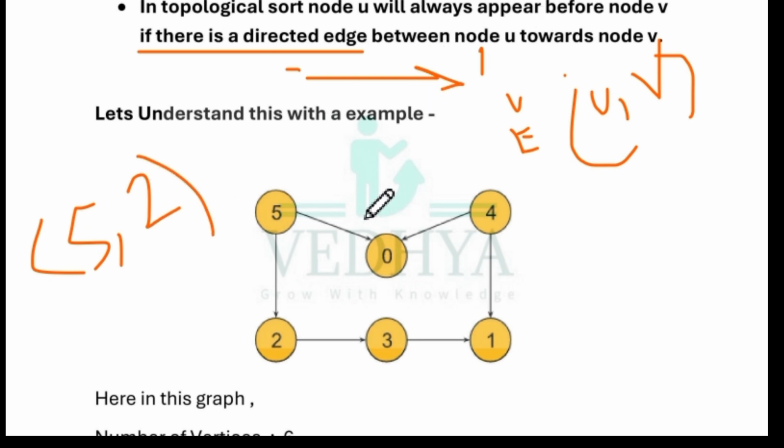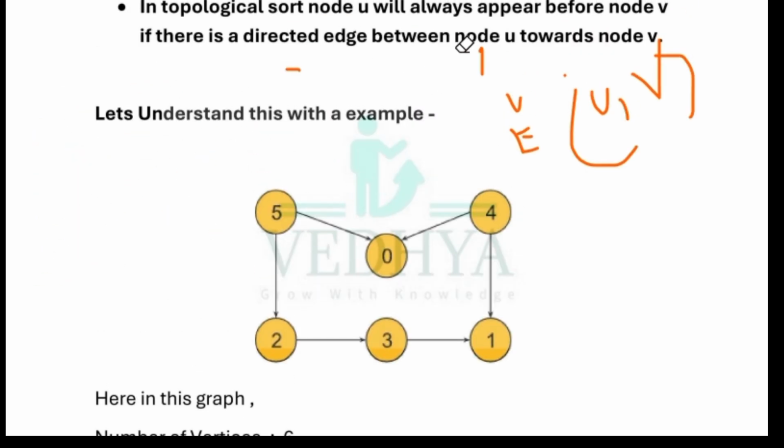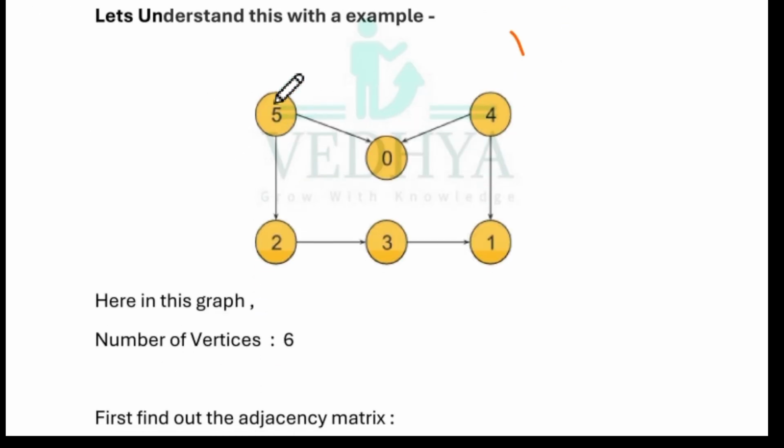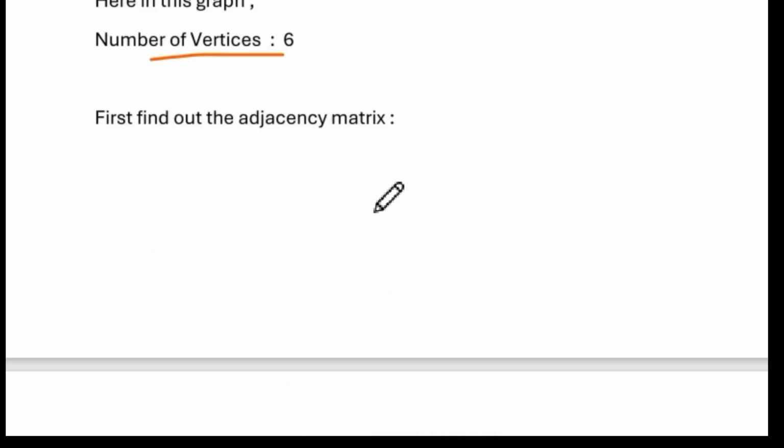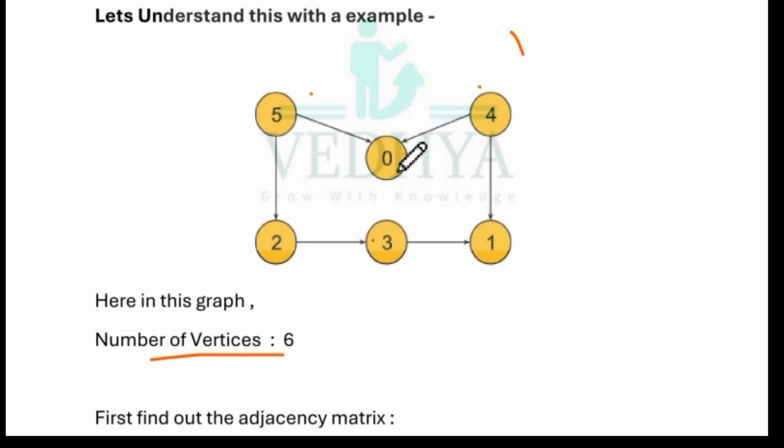Now let's understand what topological sort is using a graph. Here a graph is given as an example. The number of vertices in the graph is 6: 0, 1, 2, 3, 4, 5. First of all, we have to find the adjacency matrix of this graph. We know how to find the adjacency matrix.